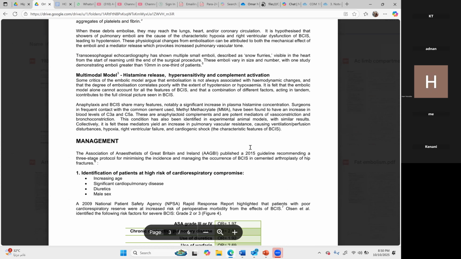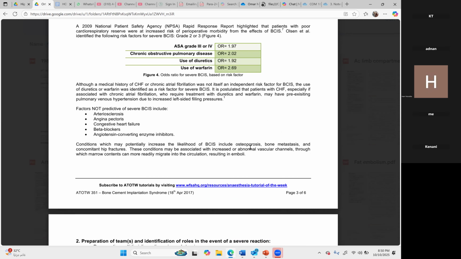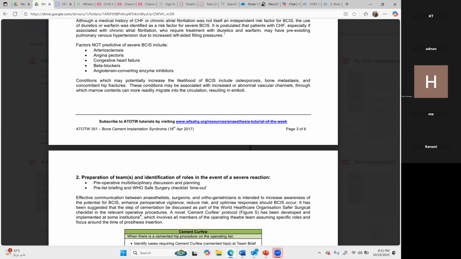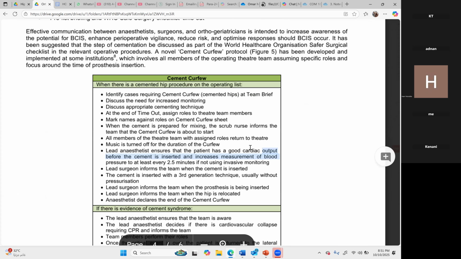Rest, you have to be in close communication. Before you use it, try to keep the patient euvolemic and normotensive at that time. If it occurs and you did not correct it before, then it is a problem. Some of the risk factors they have written here: high ASA grade, COPD, use of diuretics, use of warfarin, and increasing age. In this topic they have given some more details.